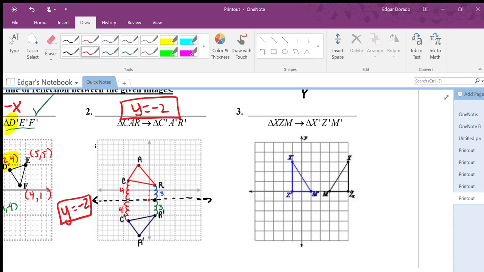Okay, so this time it wasn't the x-axis. The x-axis is right here. It wasn't the x-axis because the distance from that axis to the top figure is much smaller than the distance from that axis to the bottom figure. Okay, so that was not it. What I want you guys to do right now is pause the video and try out number 3 on your own. See if you guys can get number 3.